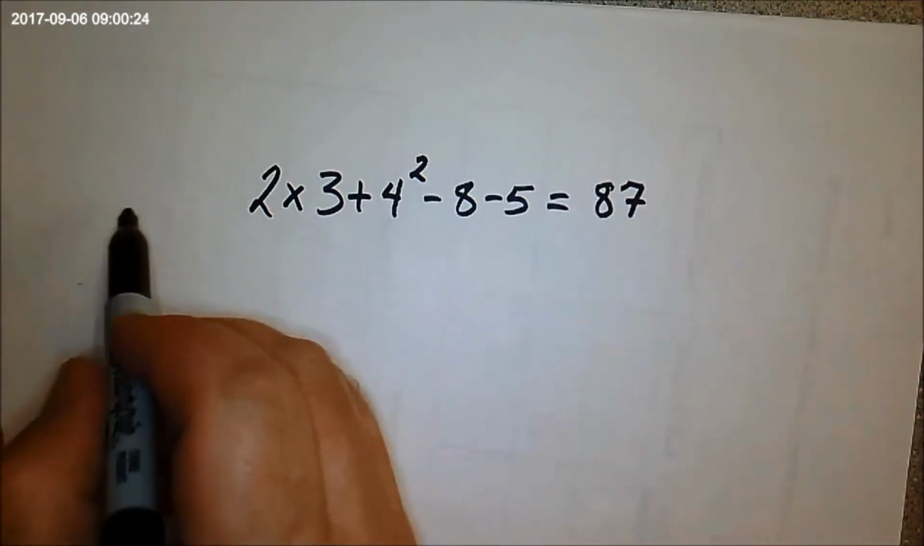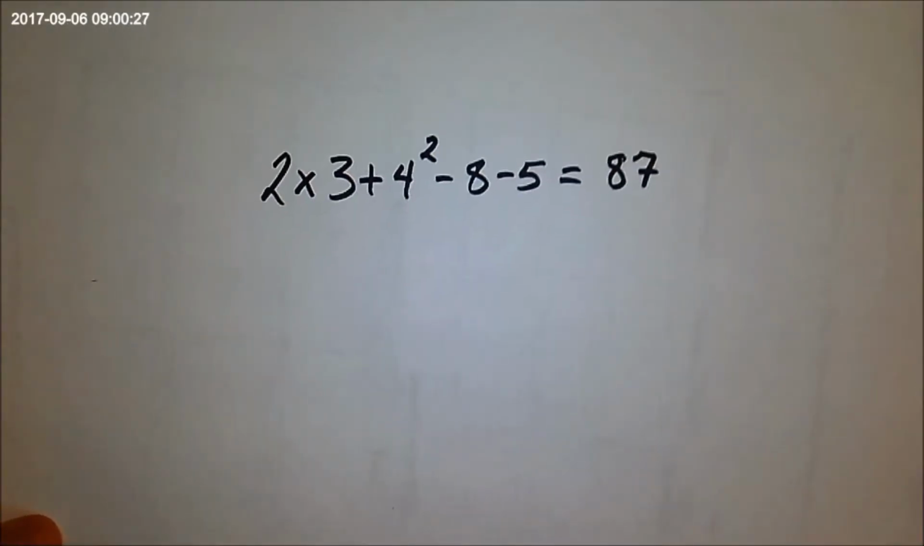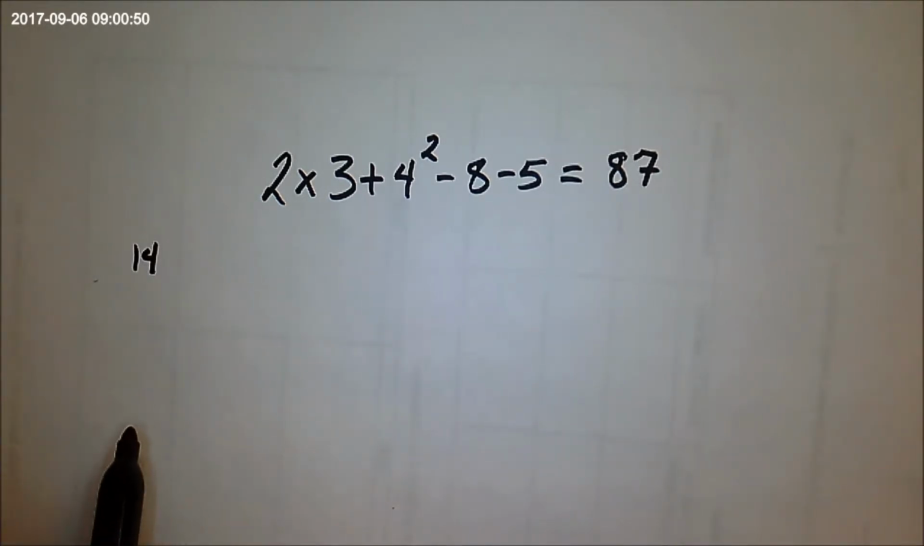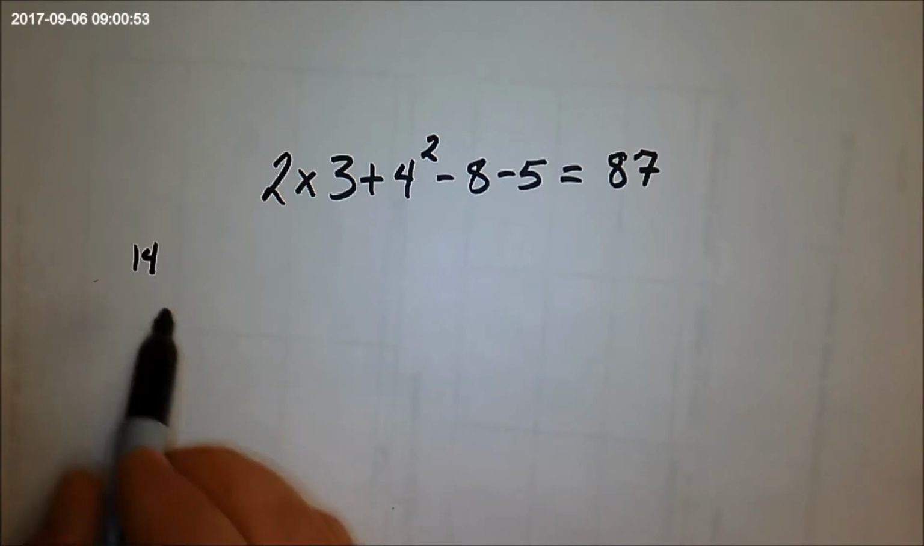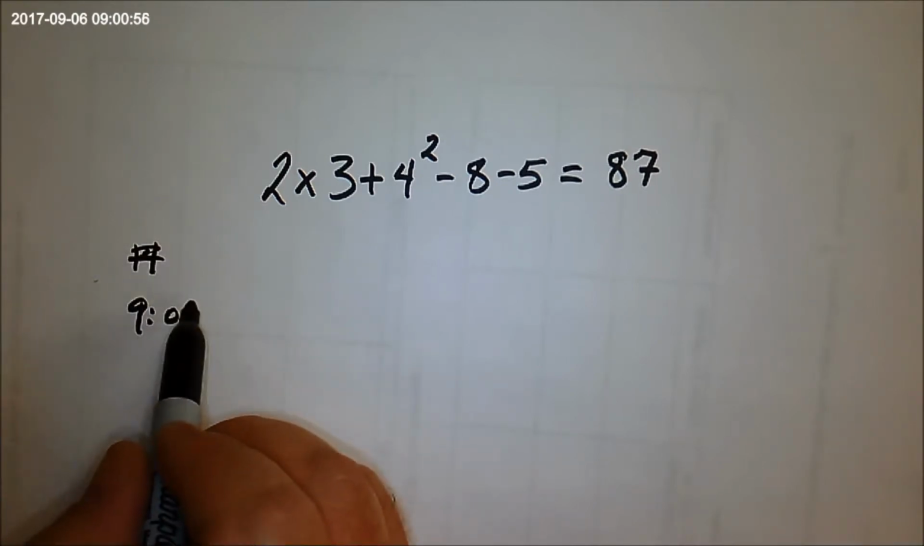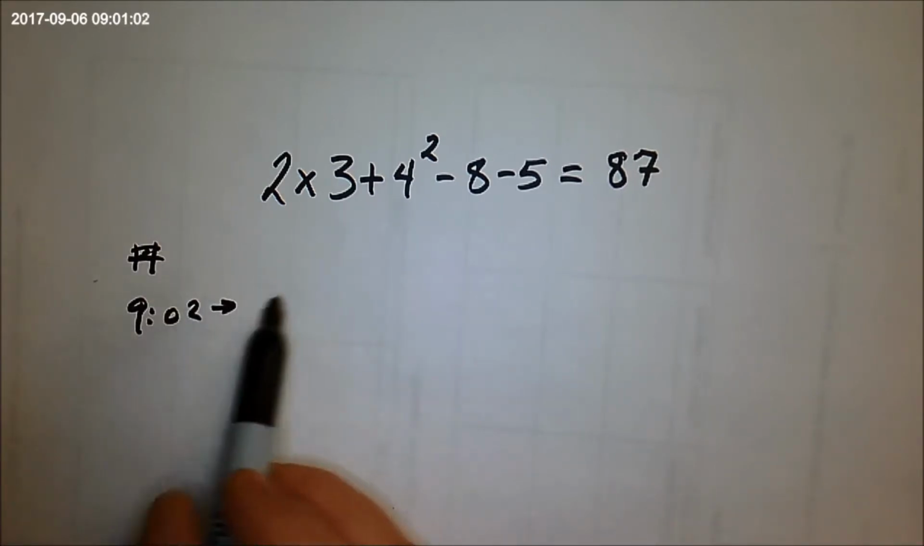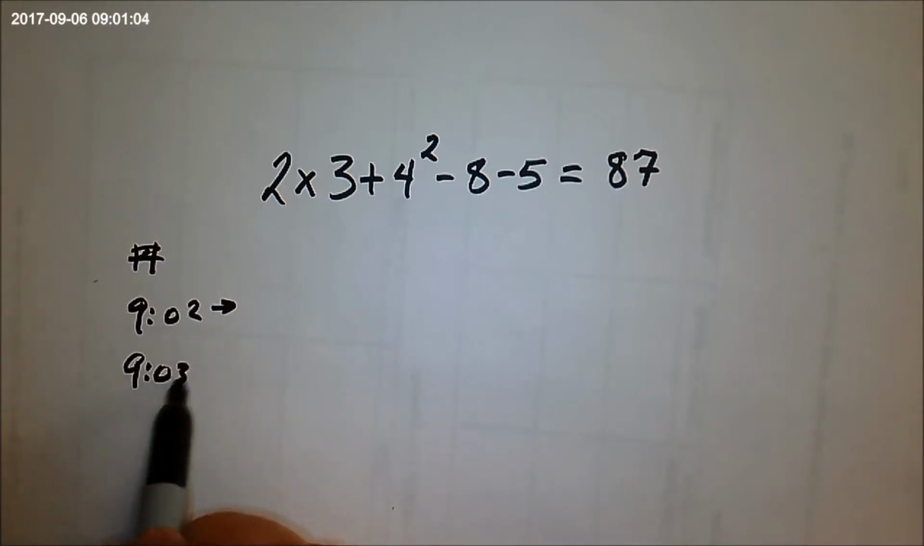So you can add parentheses anywhere you want to make that true. Come on, Ryan, let's see what you got. Let's try 1 minute on your own and then 1 minute together. So when the clock right here says 9:02, we'll work together and you'll check each other's answers. And then 9:03, done.